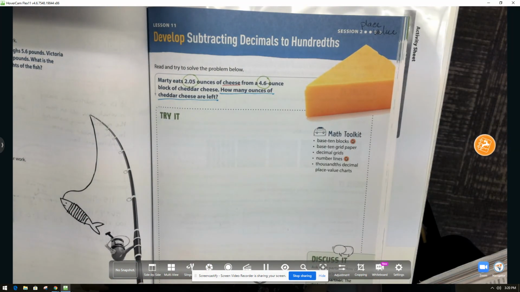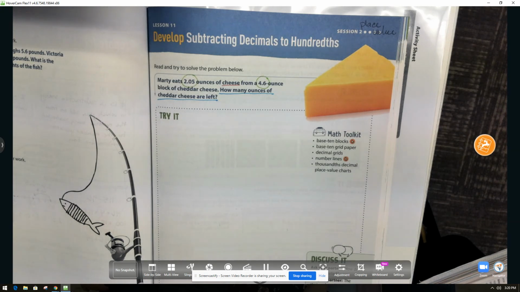So what I'd like you to do is use a strategy that you think may work for you to go ahead and subtract how much Marty ate of the cheese to find out how much cheese is left. Go ahead and pause the video here. And then when you're done, you can unpause the video and come back and see if your strategy matches the strategy that I came up with.